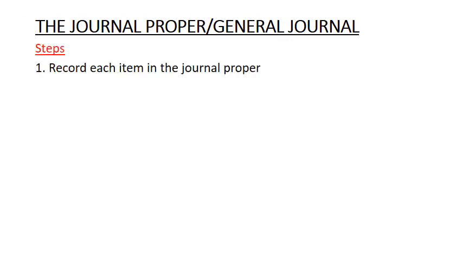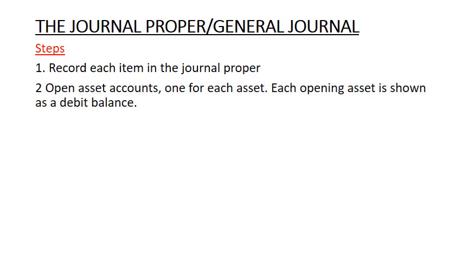So we have seen the transaction. What are the steps? What is it that is required of you to do? The first is to record each item in the journal proper. So each item has to be recorded in the journal proper. The second step, once you're done recording the items in the journal proper, which is the objective of this lesson, is to open asset accounts, one for each asset. Okay, so here it's not about the journal proper.